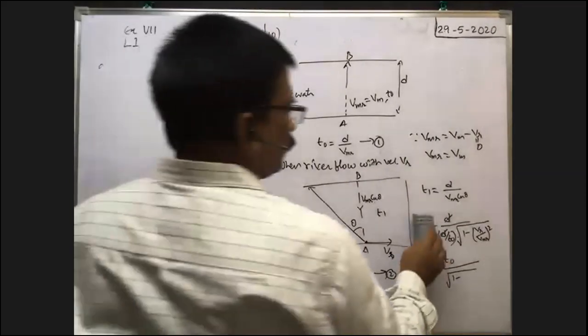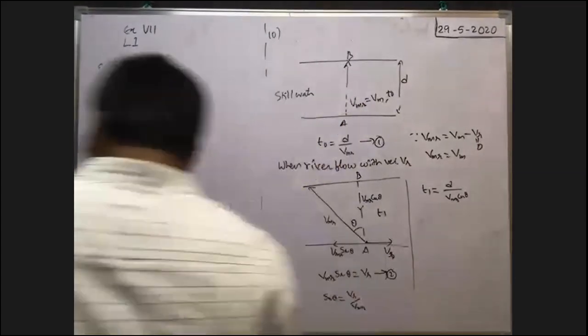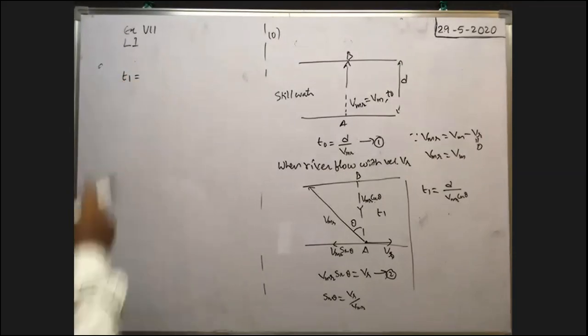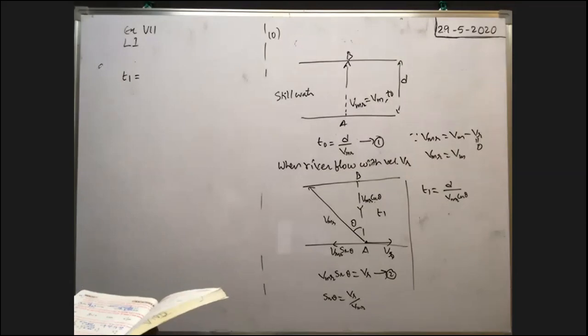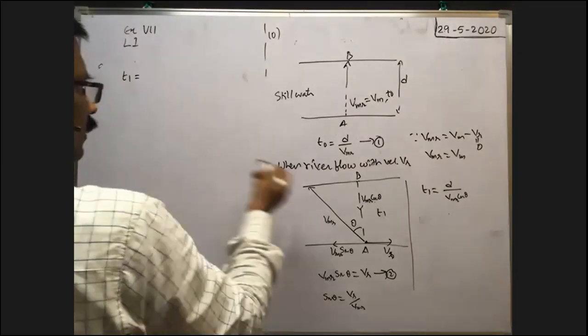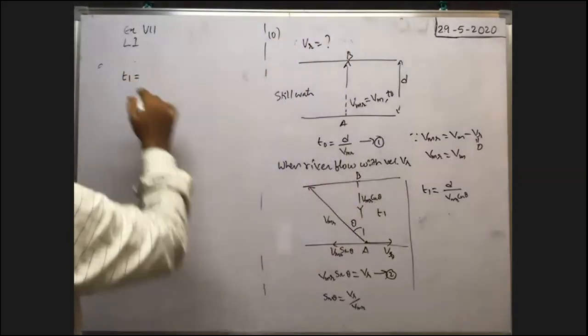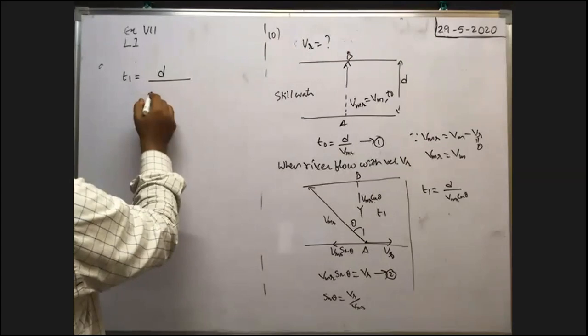Okay, here you see. T1 is equal to... They asked for the velocity of the water current. Here we have to find the velocity of the river, that is the question mark. Okay, from this formula, T1 is equal to D by VMR.